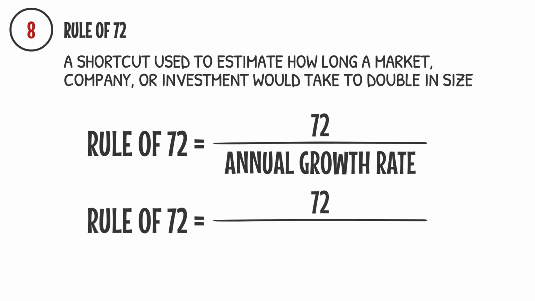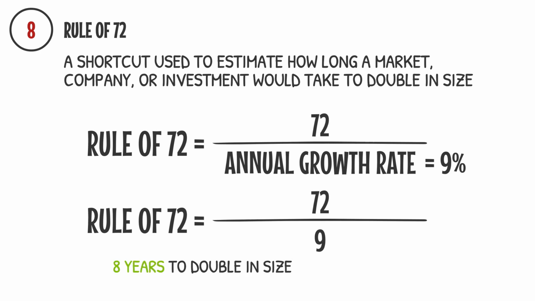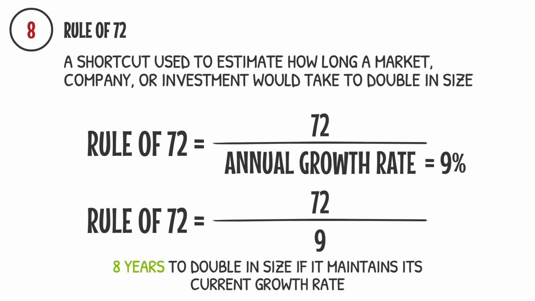For example, your company is growing steadily at 9% per year. Using the Rule of 72, we'd expect it to take 72 divided by 9, or 8 years for your company to double in size if it maintains its current growth rate.